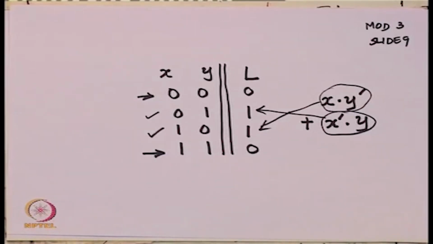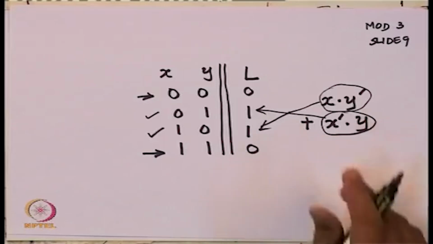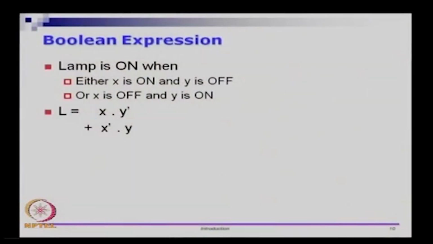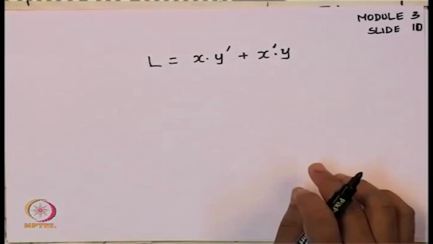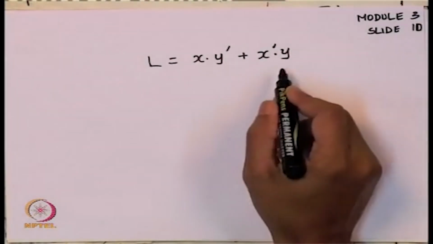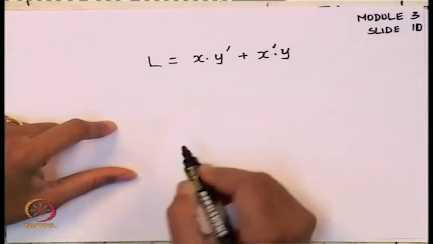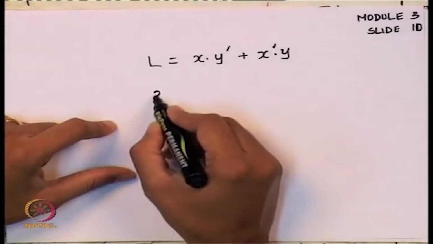Once we have an expression we can do several things. The first thing is, I may want to realize a circuit out of this. So let us go and try to realize a circuit out of this. We have the expression X and Y complement, or X complement and Y. I want to realize a circuit for this. Let us see how to realize a circuit for X and Y complement first.